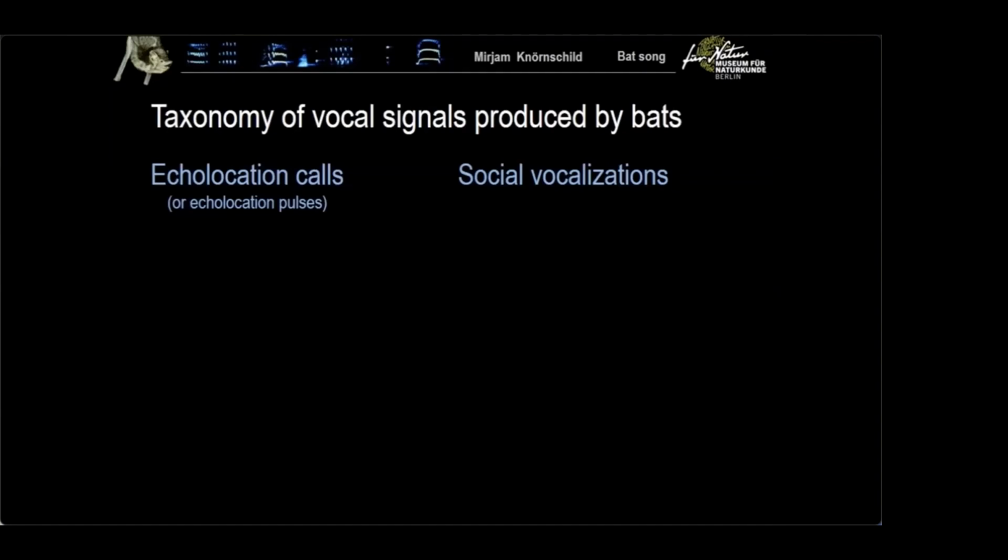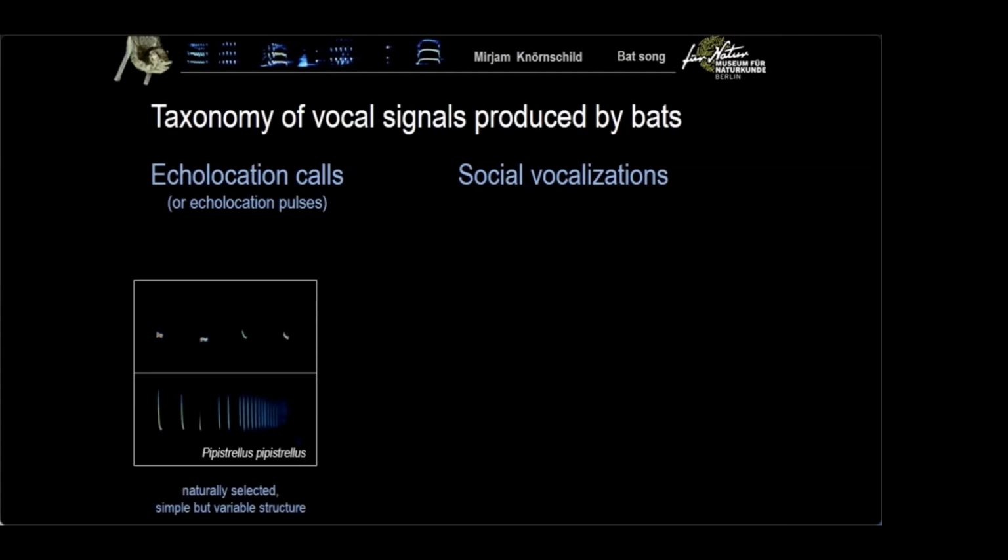Some bat species sing as well, and before I talk about bat song in any greater detail, I'd like to briefly walk you through a taxonomy of vocal signals produced by bats. So of course you all know that bats produce echolocation calls, sometimes also called echolocation pulses, and that they have social vocalizations on top of that. When we think about echolocation calls, it's important to remind ourselves that these are naturally selected vocalizations that have a simple but actually quite variable structure.